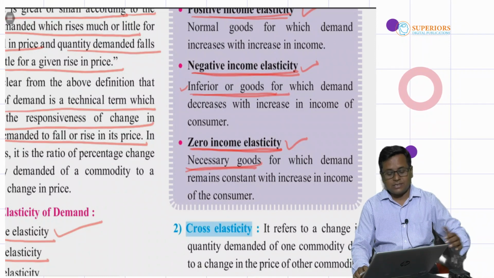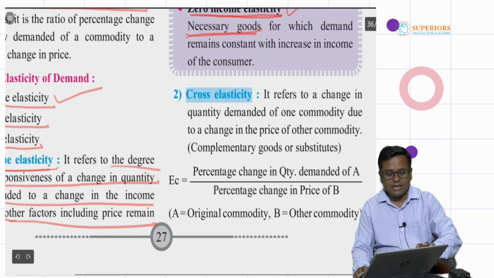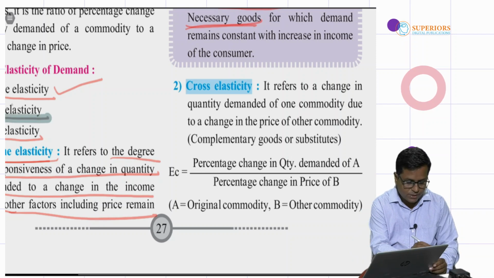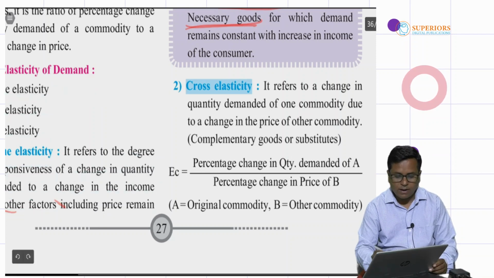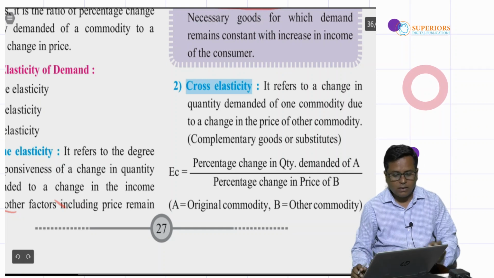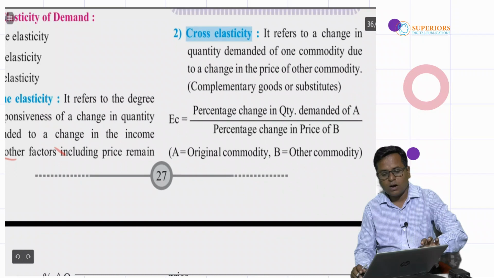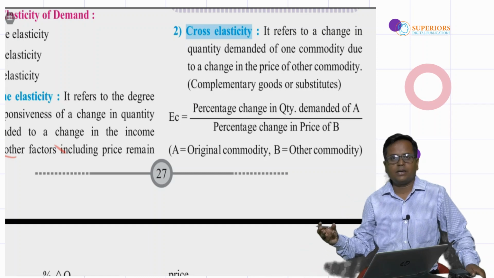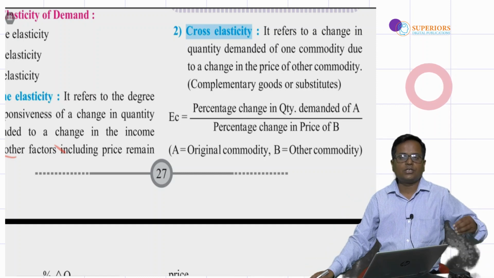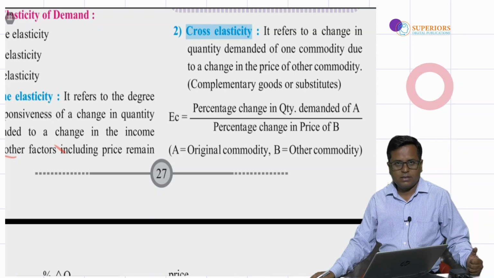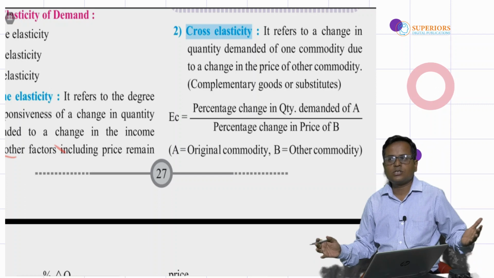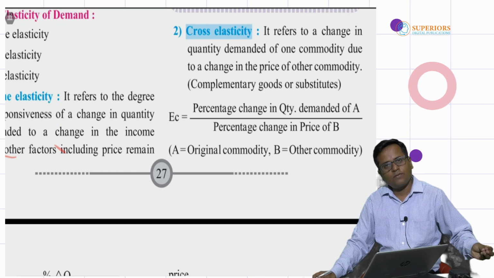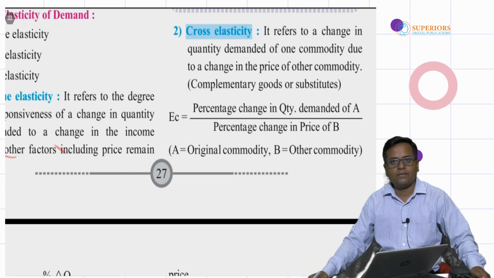Now, the next type of elasticity of demand is cross elasticity of demand. See, what is cross elasticity of demand? Here, we are taking into account the change in quantity demanded of commodity X due to change in price of Y. Suppose X and Y are substitutes to each other. So change in price of Y will affect the demand for X definitely.